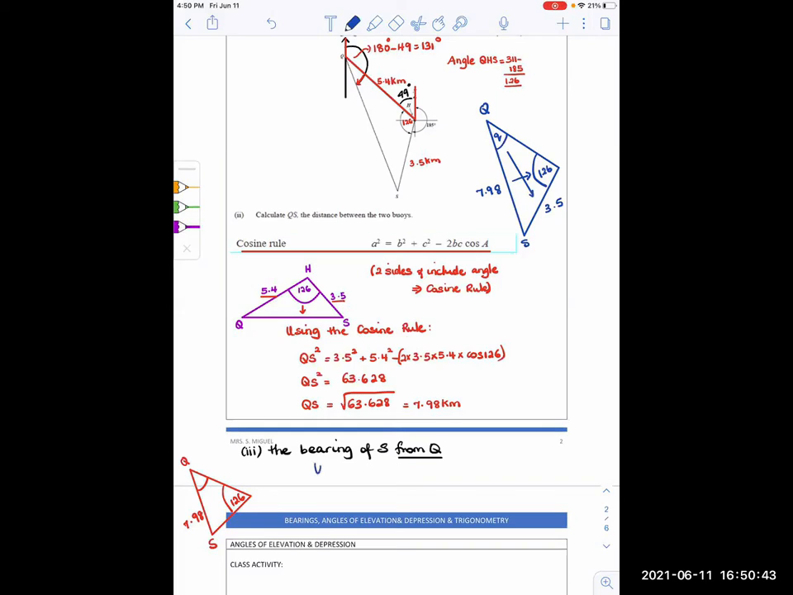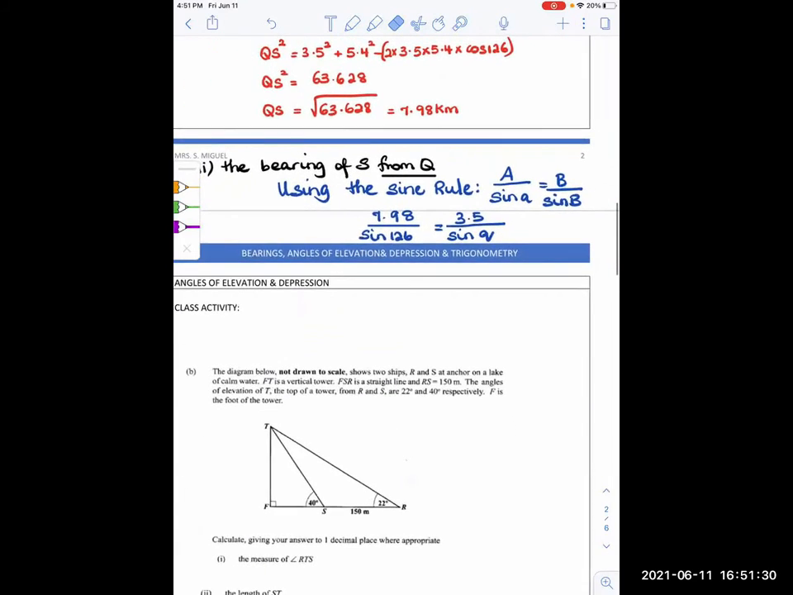Yes. So I am going to use the sine rule. Using the sine rule, I don't have two sides and an included angle, so I can't use the cosine rule. The sine rule: a over sine A is equal to b over sine B. So the length of the side, 7.98, divided by sine 126 is equal to 3.5 over sine Q. Work out sine Q for me. Look at it. Work out sine Q.